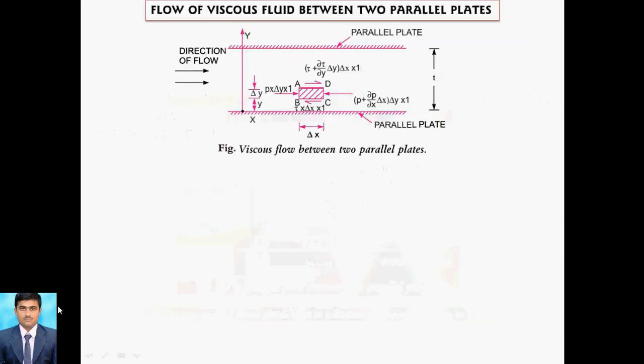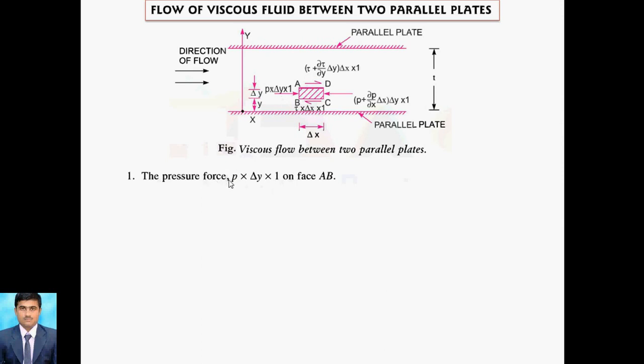Now we go for the real problem, because we have to find the velocity distribution, shear distribution, and the ratio of average velocity to maximum velocity. First we consider the pressure forces. We already considered the pressure force on AB, that is P delta y into 1.